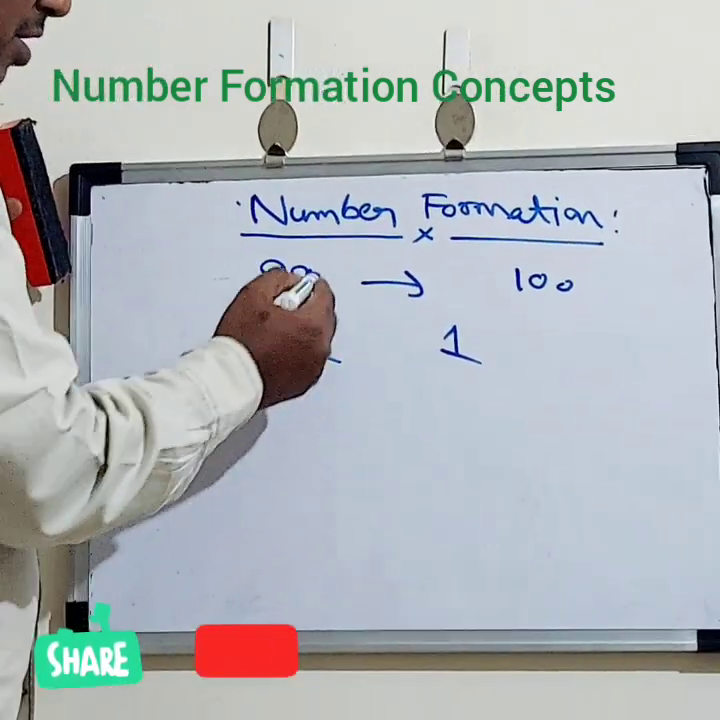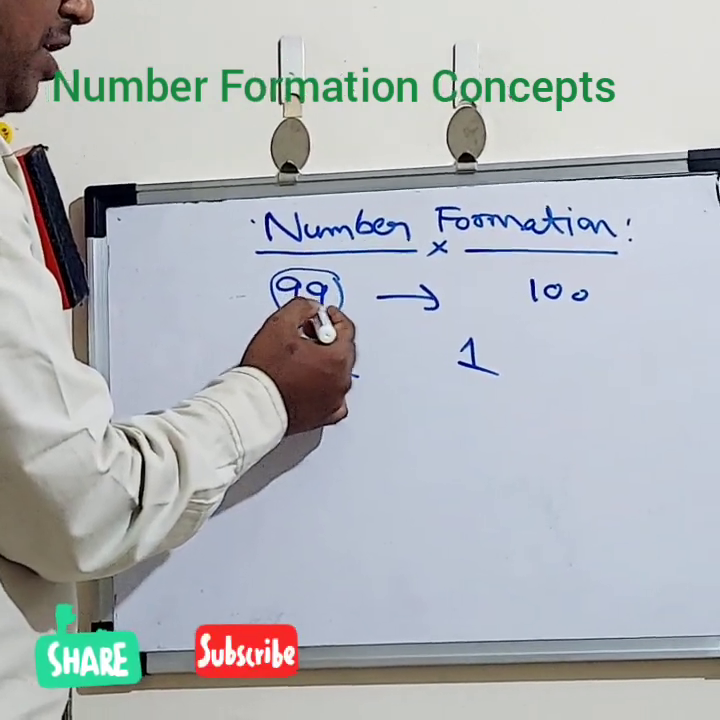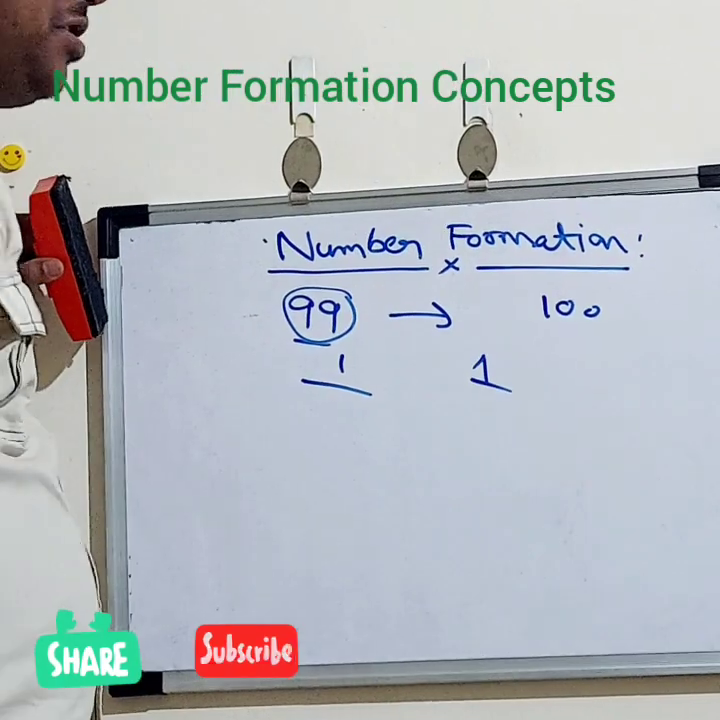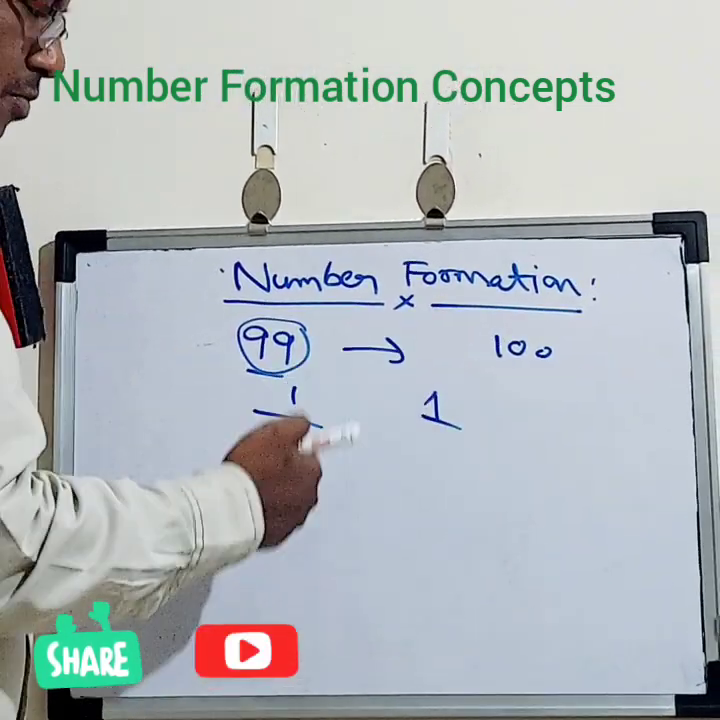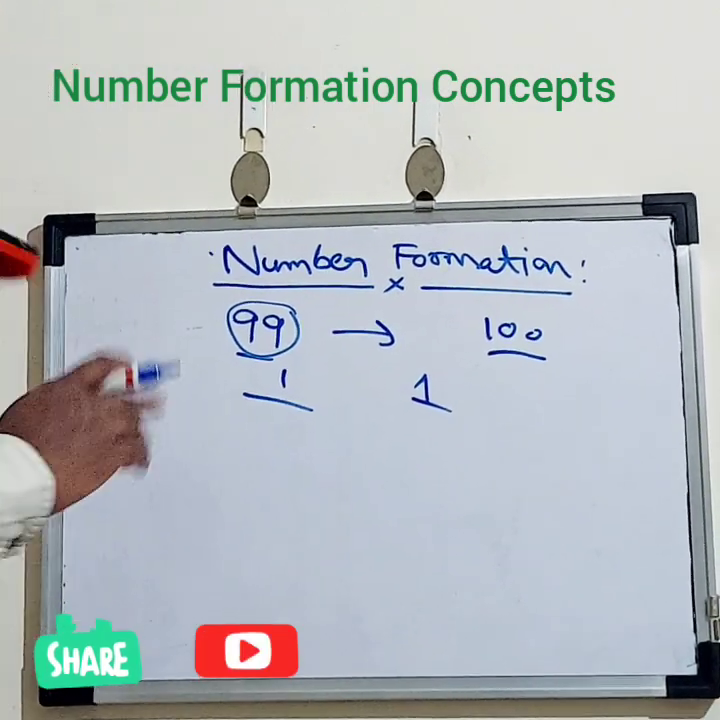Because the question is, 99 is the given number. What is the smallest number that can be added to 99 to get the smallest 3-digit number? That is, what we know, the smallest 3-digit number is 100. So just add 1 over here.